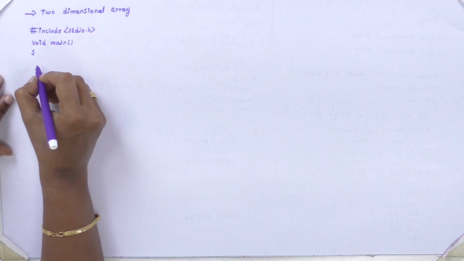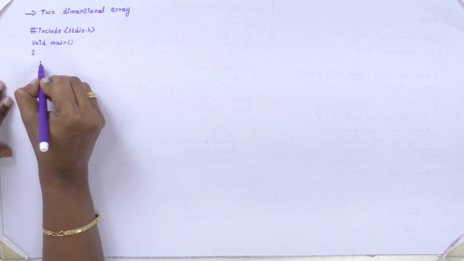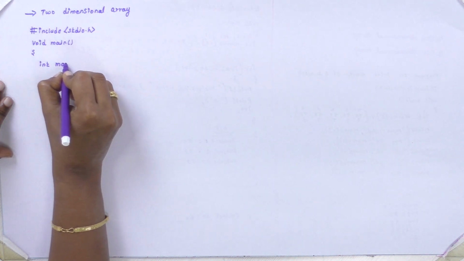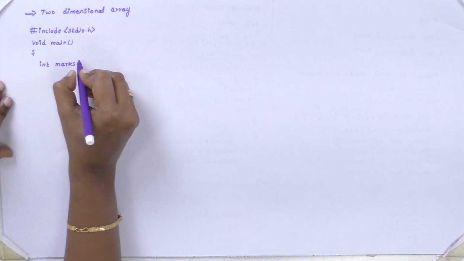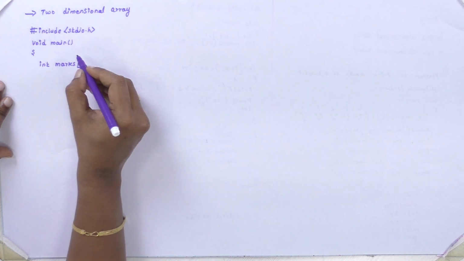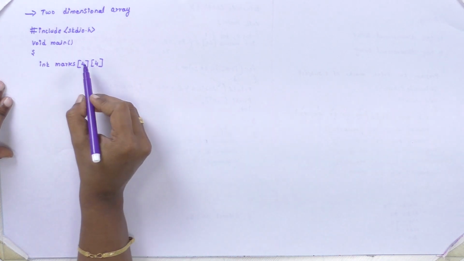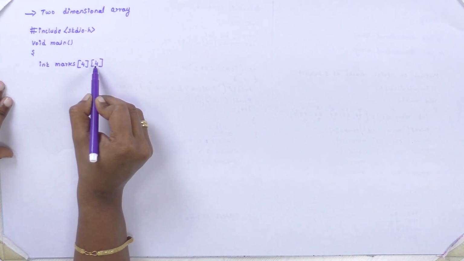First I am going to declare a two-dimensional array. So int marks[4][4]. Here it is 4 by 4, so 4 rows and 4 columns.